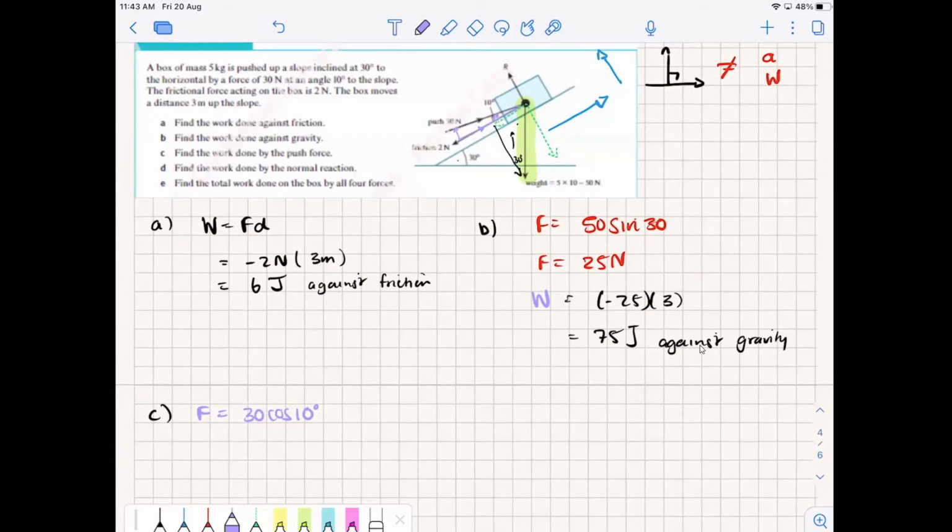That's for the force. Right, now we want to calculate the work done. Work is equal to force times distance. What's the distance that it traveled? 3 meters. Is this force positive or negative? This force is positive because it's pushing in the direction we want to go. So we're going to have 30 times 3, so we'll have 90 cos 10 degrees joules.